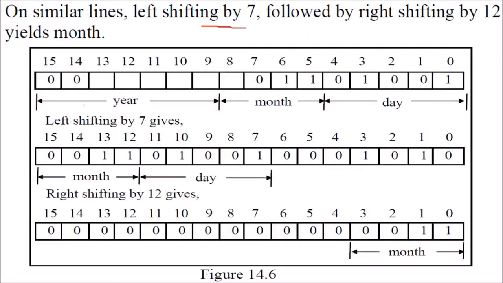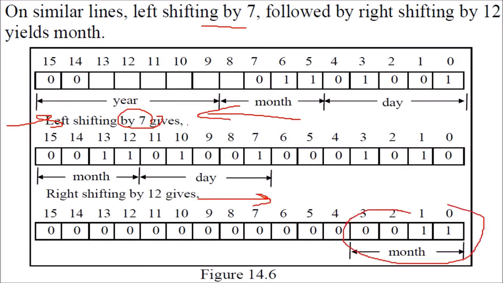Similarly, if you left shift by 7 and right shift by 12, you get the month. First we are left shifting by 7, meaning this side, and then we are right shifting by 12. This portion you get exactly. You get 0011, which is your actual month.